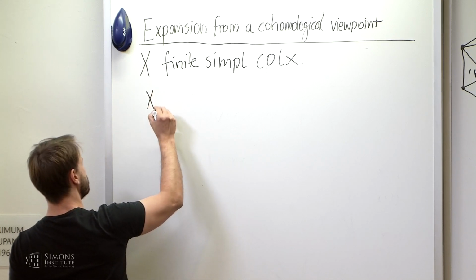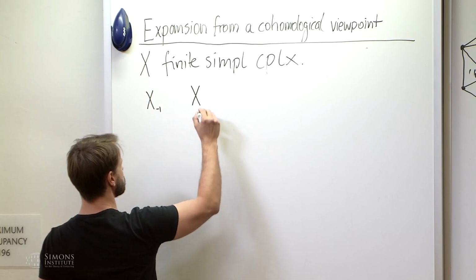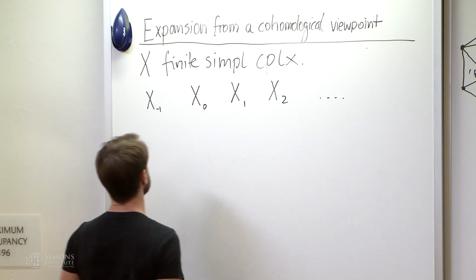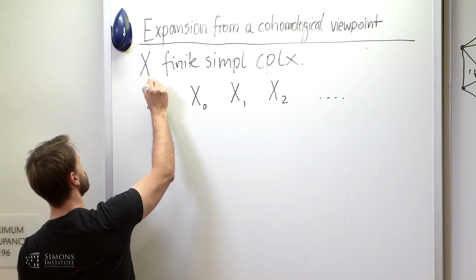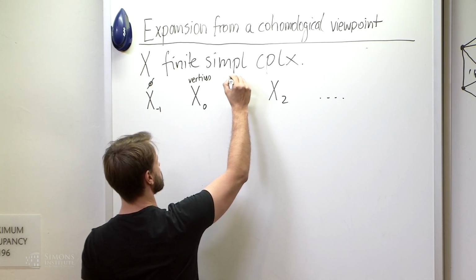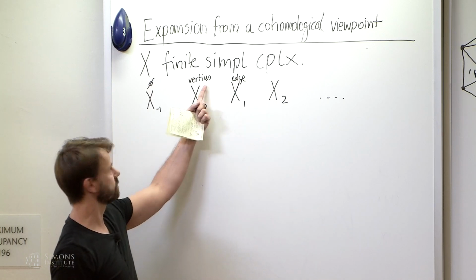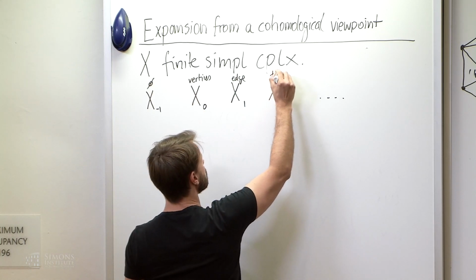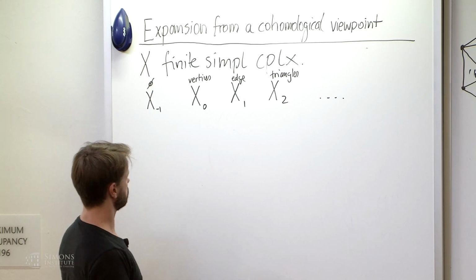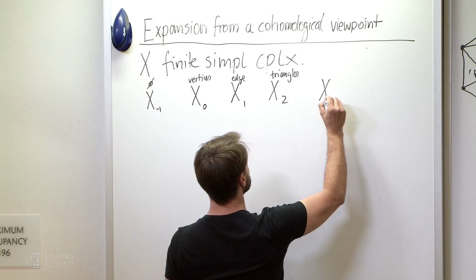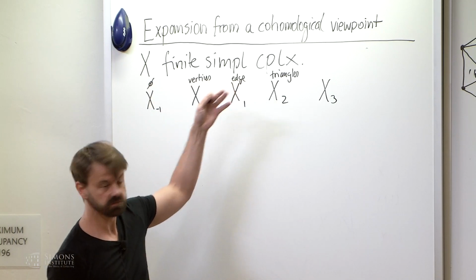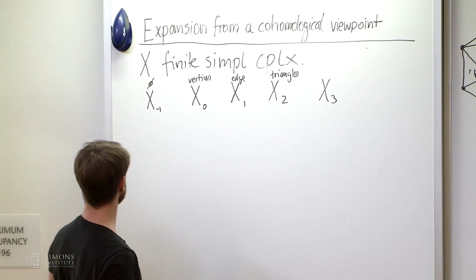That just means that we can decompose X into layers, where this is just the empty set. X0 is the set of vertices. X1 is the set of edges, which is a certain set of pairs of vertices. X2 is a subset of triples, and so forth. Let me draw one more. We have certain incidences between these, just given by the containment structure.